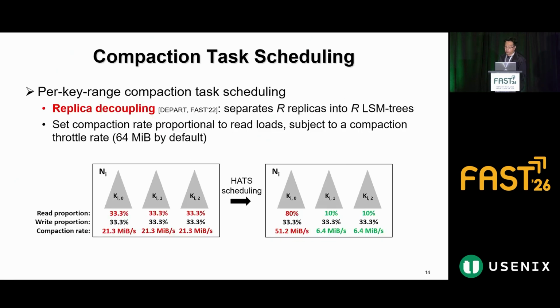Finally, we will do the compaction task scheduling. There are two main elements here. The first one is we do the replica decoupling. The idea is each node will store the replicas for different key ranges, and we will do the decoupling so that each replica will be assigned one LSM tree. This idea was proposed in earlier work.